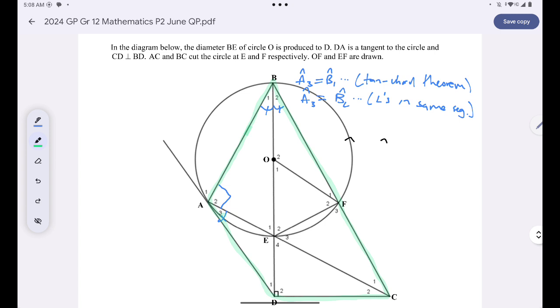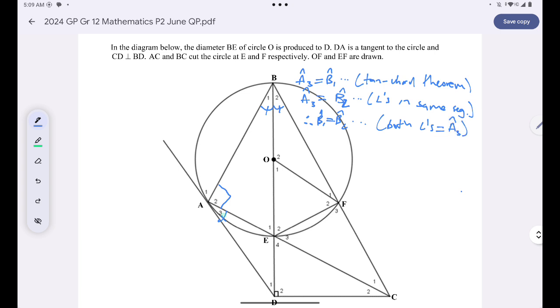So I can simply conclude that angle A3 is equal to angle B2 because they are in the same segment. So I can therefore conclude that angle B1 is equal to angle B2. Why? Because both angles are equal to angle A3.